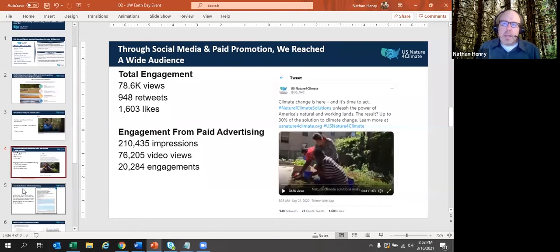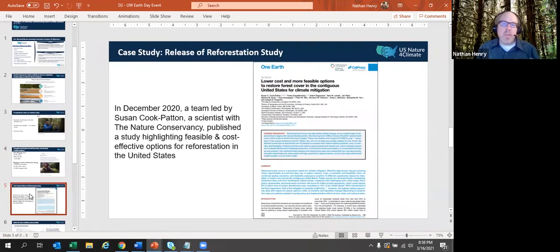Now, another key objective of US Nature for Climate is to try to get the science around natural climate solutions a little bit more relatable to folks that we're trying to educate on the issue. So I'm going to use a case study of a study that was put out back in December of 2020. A team led by Susan Cook Patton, a scientist at the Nature Conservancy, put out a study highlighting feasible and cost-effective options for reforestation in the United States.